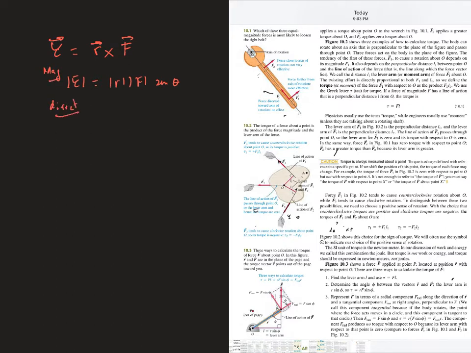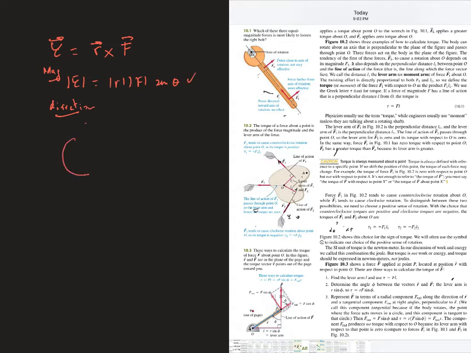So we define a vector by its magnitude and its direction. You know what the direction is? You apply the right hand rule, and you get the direction. So the point is like this. Why do we need to define a torque?